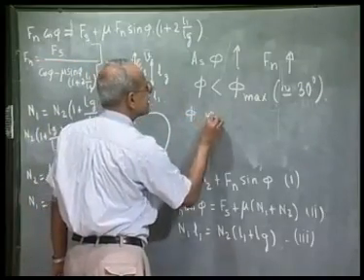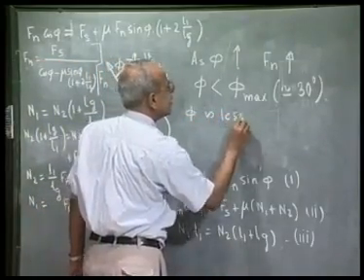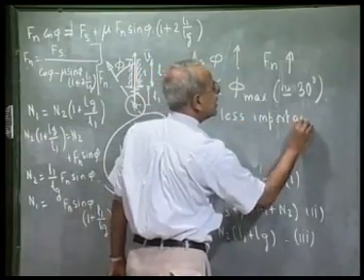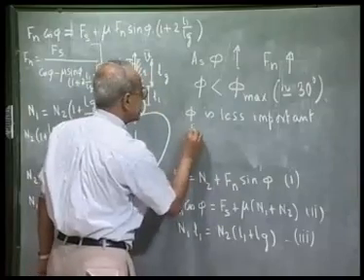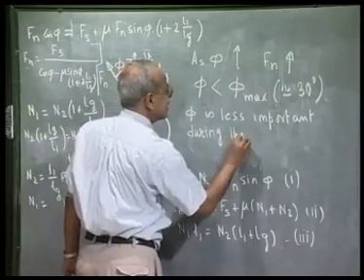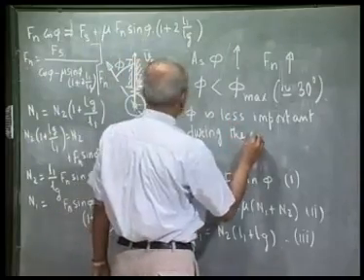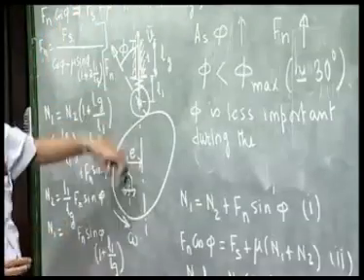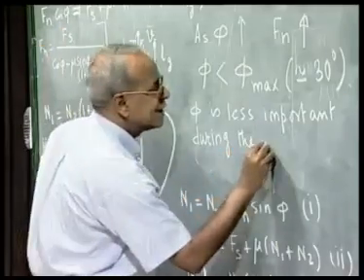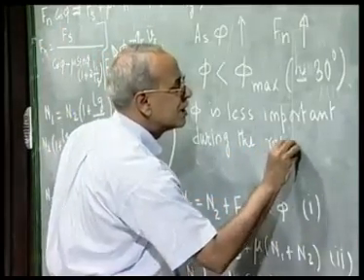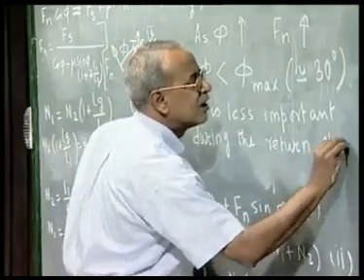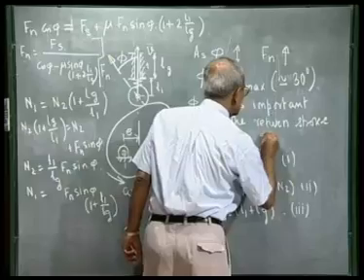Phi is less important during the period during what we call the return stroke. This is called the rising stroke and that is the return stroke of the follower.